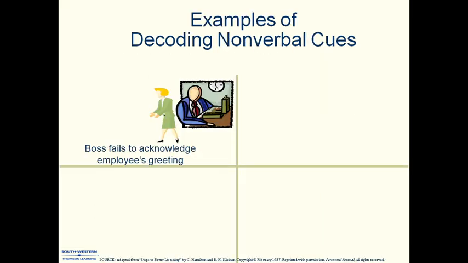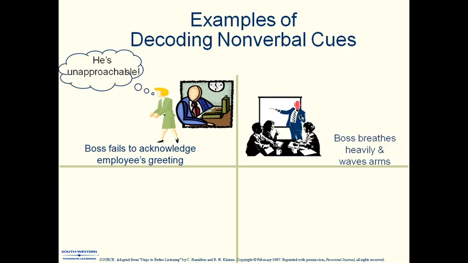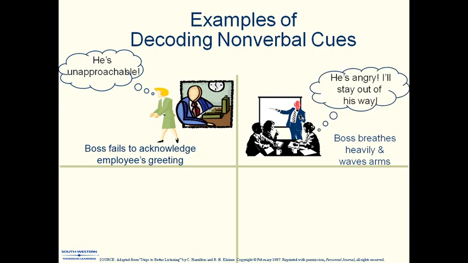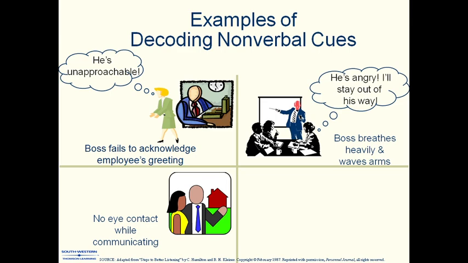And examples of decoding nonverbal cues: the boss fails to acknowledge the employee's greeting, so he is unapproachable. The boss breathes heavily and waves his arms, so he is angry. And there is no eye contact while communicating.